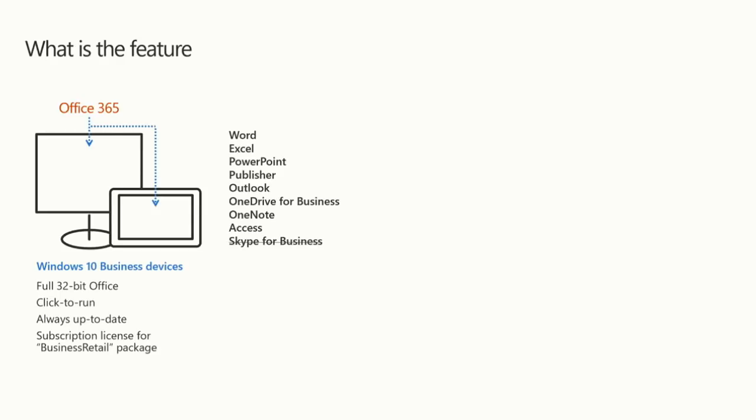They're always up to date, and the mechanism we use to download that is Click-to-Run. The subscription license for this is the Business Retail, which comes with the standard Business Premium. If you're familiar with that, with Business Premium, you get the Business Retail package. It's the same package that you get with Microsoft 365 Business as well.